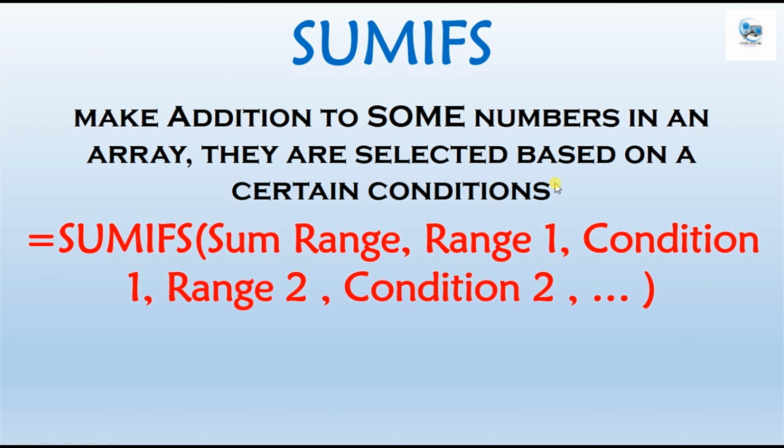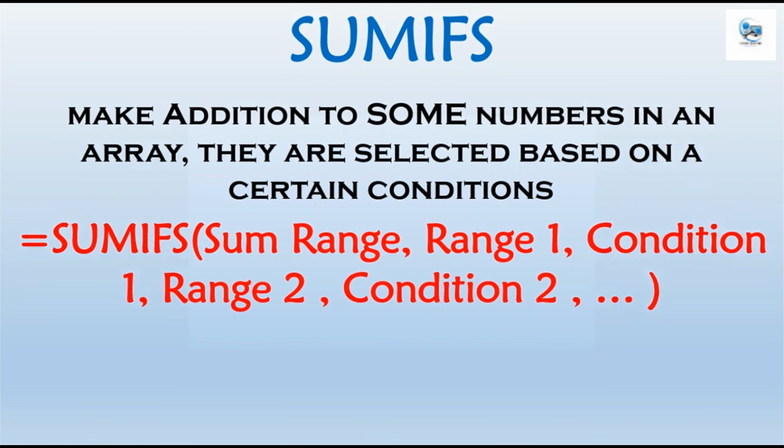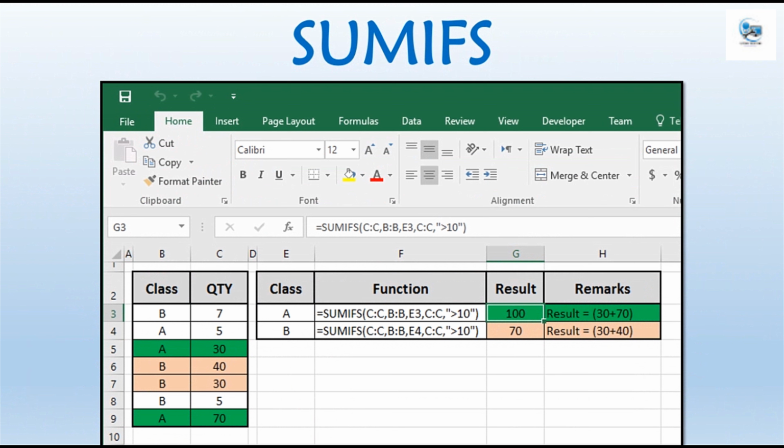Syntax of SUMIFS. We start here with the sum range, and then sequentially I give a range and condition, range and condition, range and condition, and so on. It can take as many conditions as you can imagine. For example, here, the same example as in the previous slide, we have classes and quantity, and let's say we want to add only numbers greater than 10, not all the numbers. So how can it be done?